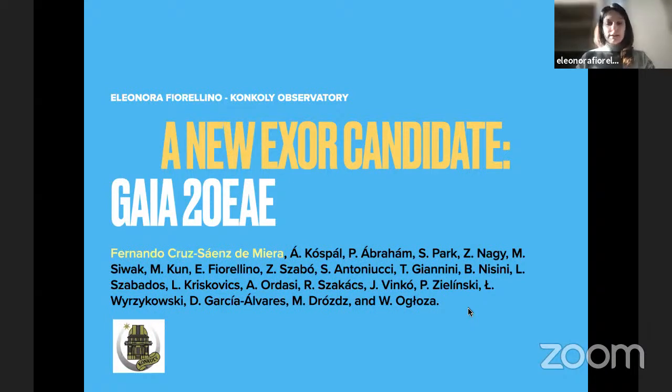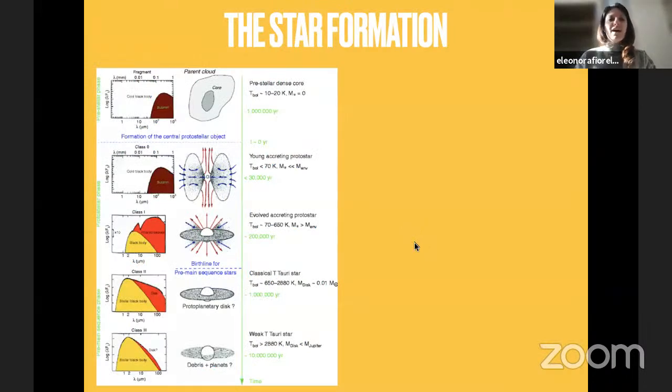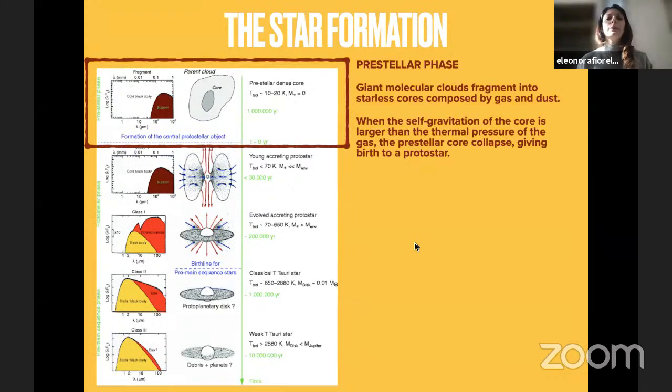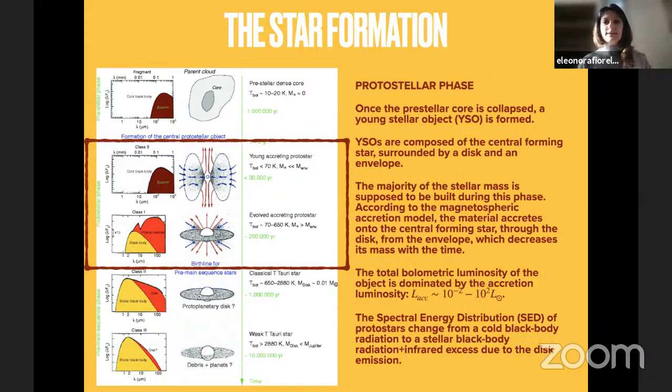So before talking about the source, I'd like to introduce you a little bit to the star formation scenario. Everything starts with the prestellar phase, where giant molecular clouds fragment into starless cores, which are those roundish objects composed of dust and gas, which can eventually collapse if their self-gravitation is larger than the thermal pressure. Right after the collapse, we've got the protostellar phase, and for the first time, we are able to observe young stellar objects, which are composed of the central object, the forming star, embedded in an envelope.